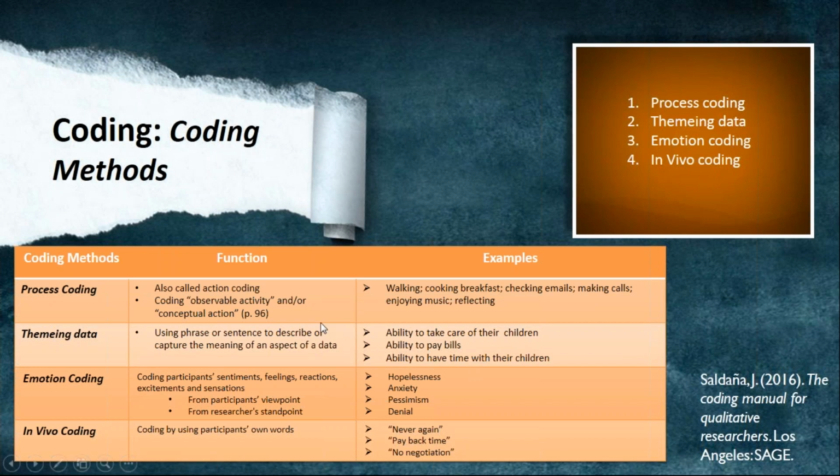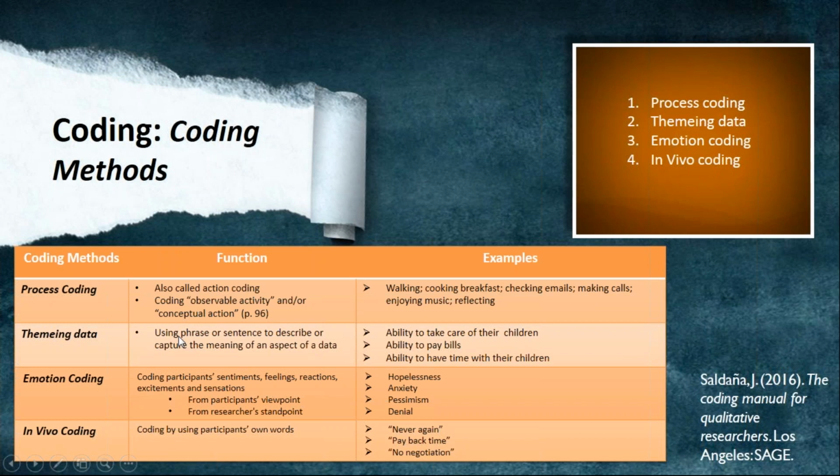And another thing that you have to think about is, okay, so how do I develop the code? So this book by Saldana, the Coding Manual for Qualitative Researchers, is a very good book, and it has about 32 coding methods, and these four are mostly used by qualitative researchers. So in order to help you develop a label for your significant information, you can choose from these coding methods.